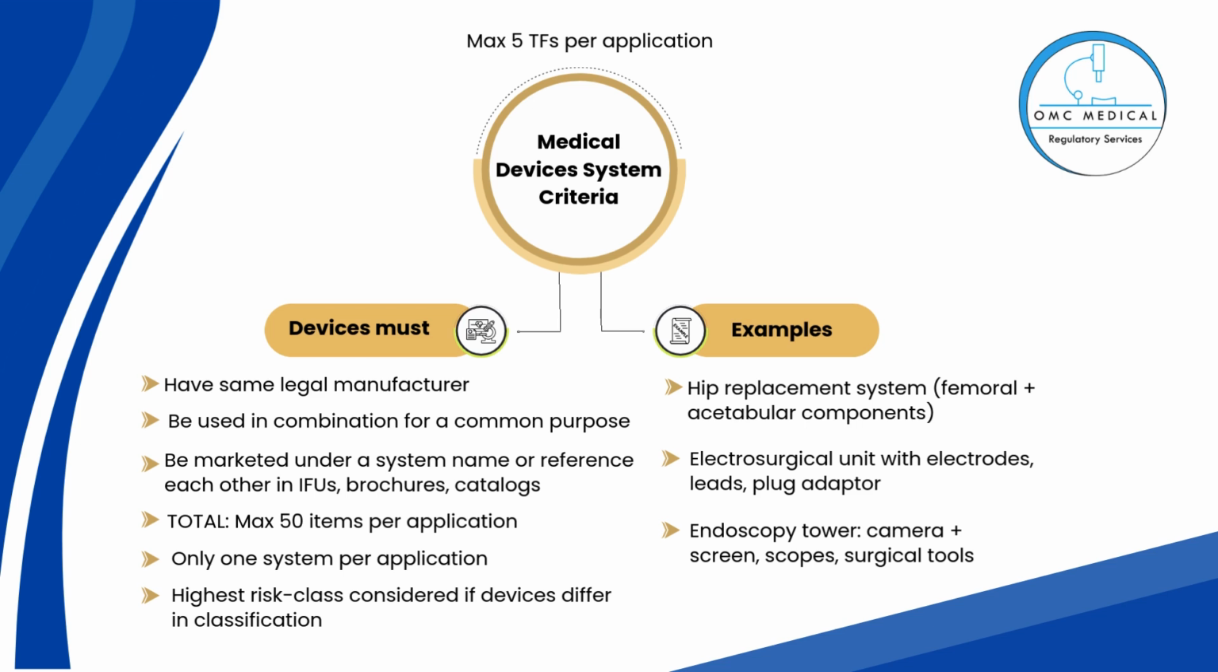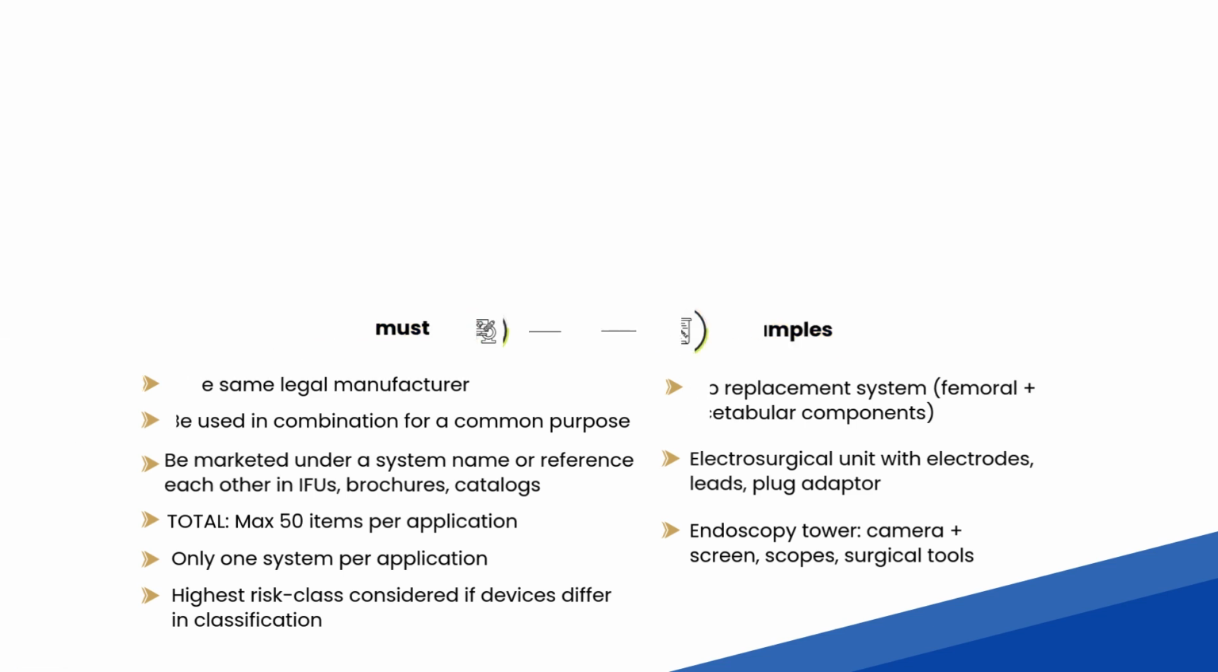And if the devices in the system fall under different risk classifications, the highest risk class will be considered for the whole group. Also, just like before, you can't include more than 50 individual items. Examples include a hip replacement system made up of different joint components, an electrosurgical unit with all of its accessories, or a complete endoscopy tower where the camera, scopes, screens, and tools all work together as one unit.